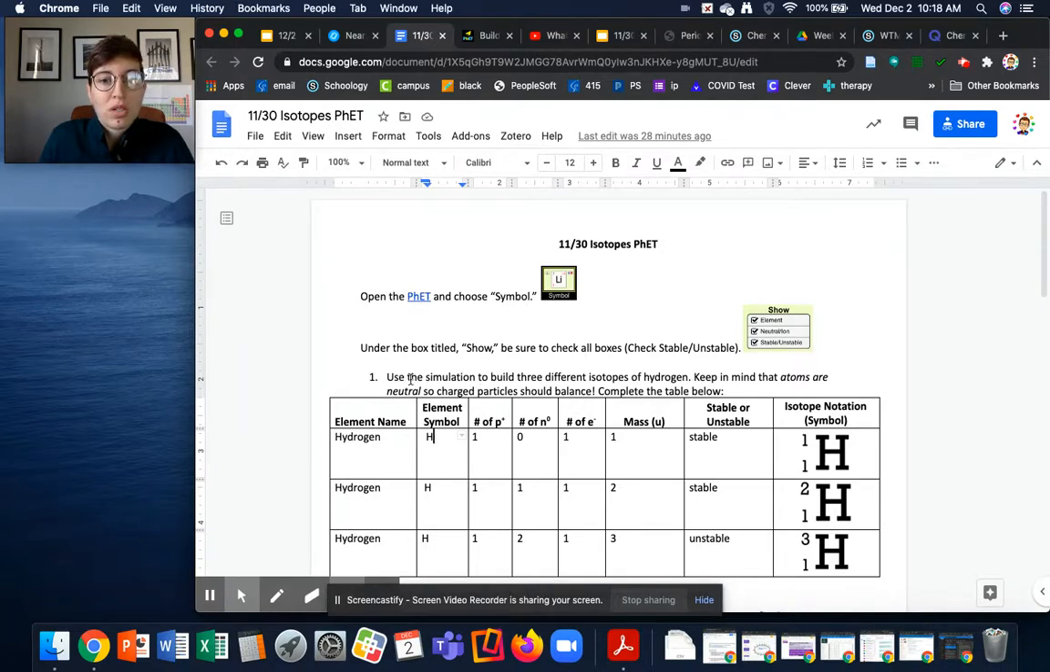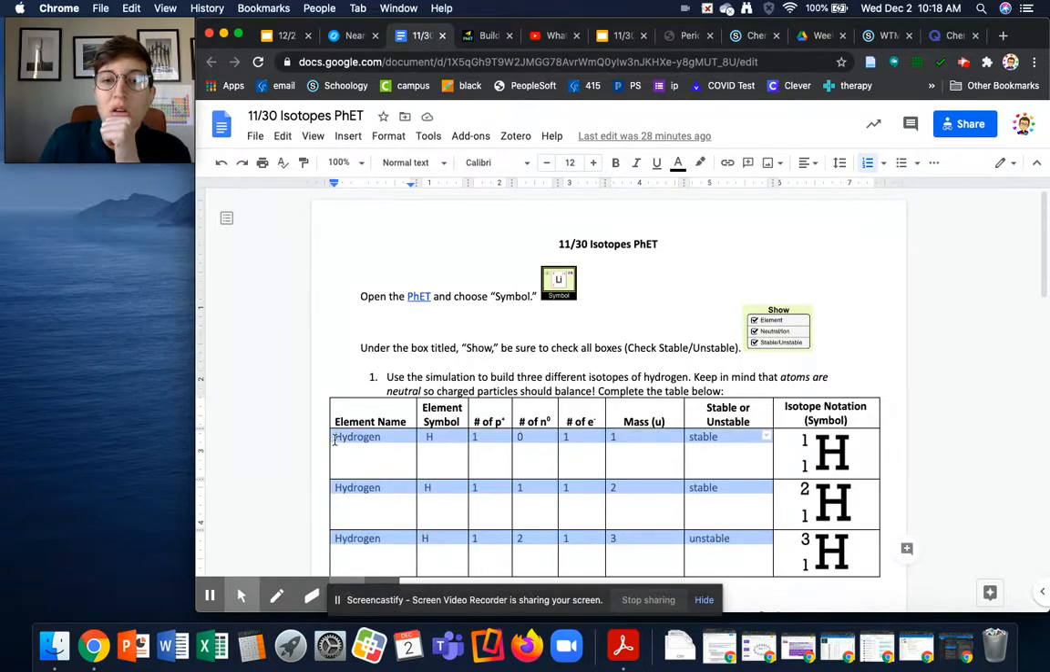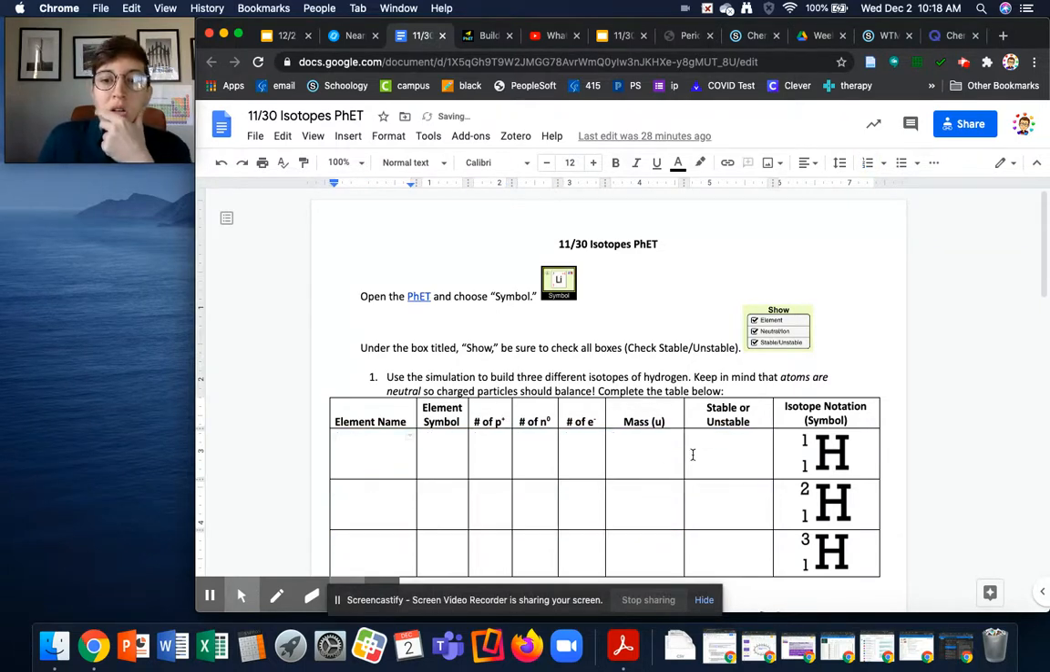Okay, so the first one says use the simulation to build 3 different isotopes of hydrogen. So same element, hydrogen. Keep in mind that atoms are neutral, so charged particles should balance, and complete the table below. Okay, so when you start out, you're going to have these symbols. So figure out what that isotope notation means. We want to build these 3 isotopes.